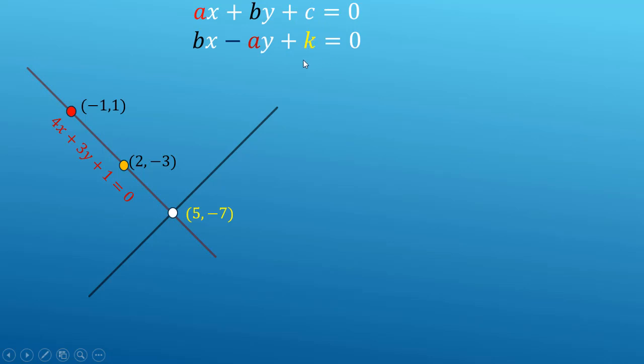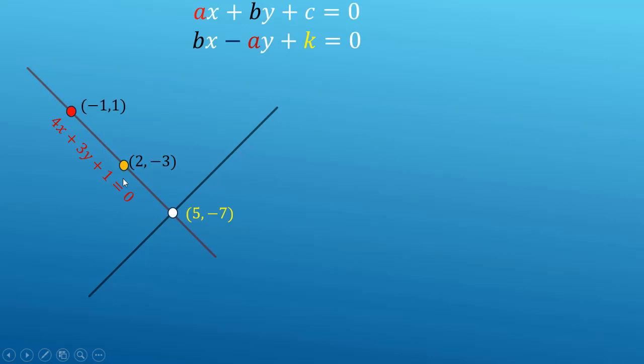Then if you know any point the line passes through, you just put the values of the coordinates of the point and calculate the value of the constant k, put it back, you'll get the equation of the perpendicular line, right? So we know the equation of the axis, which is 4x plus 3y plus 1 is equal to 0. So what will be the equation of our directrix?